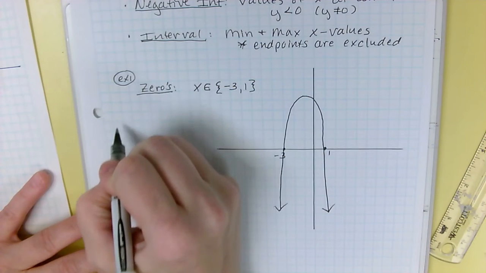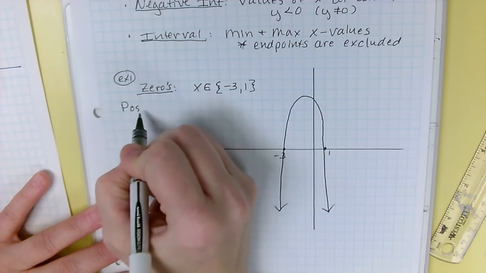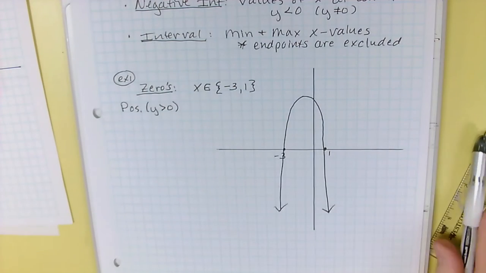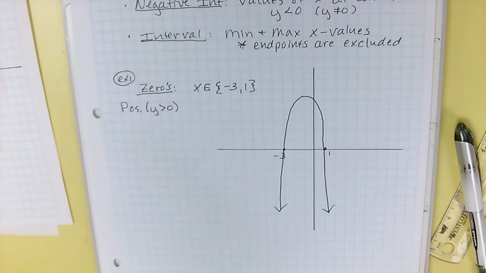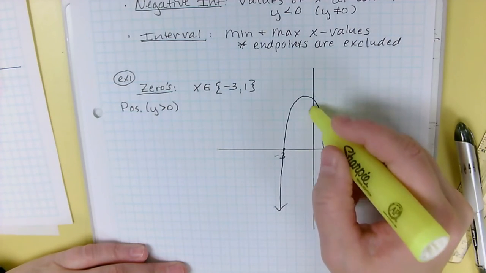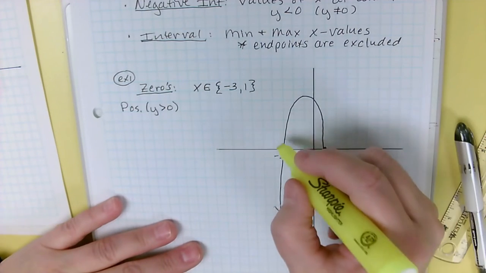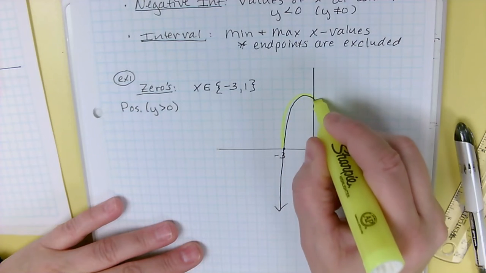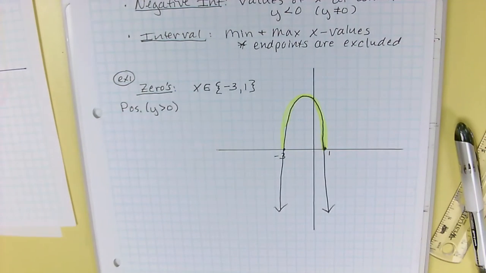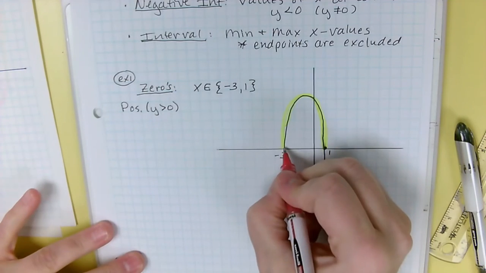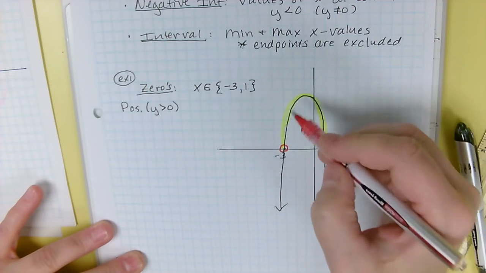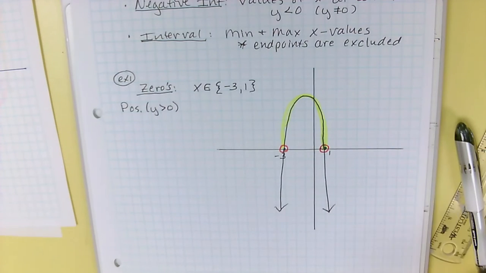Okay, so then the next thing they're going to ask you for is your positive interval, which is where y is greater than 0. So I'm going to use a highlighter here. So here's my y-axis. So anything that's up above the origin is greater than 0. So this interval is from here to here, excluding the endpoints, because we don't want where y is equal to 0. We want where y is positive. So those endpoints are not included.